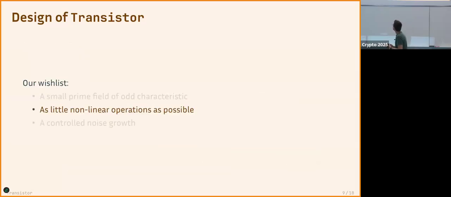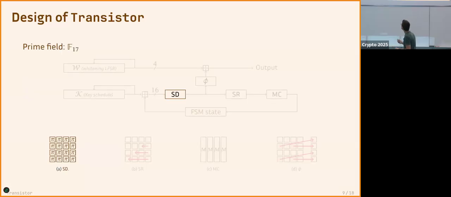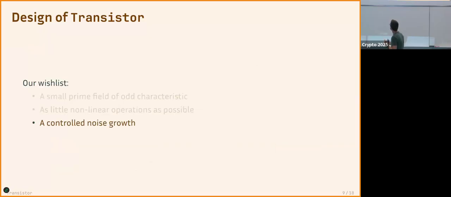Then we wanted as little nonlinear operation as possible. The only nonlinear operation in the whole scheme is this layer of S-boxes here. So that plays two roles. First, it evaluates the S-box function, which introduces the security of the scheme. And also, it resets the noise, so the noise is not accumulating over time within the state. Over time, the noise in the output here is a constant. But I'll come back to that later.